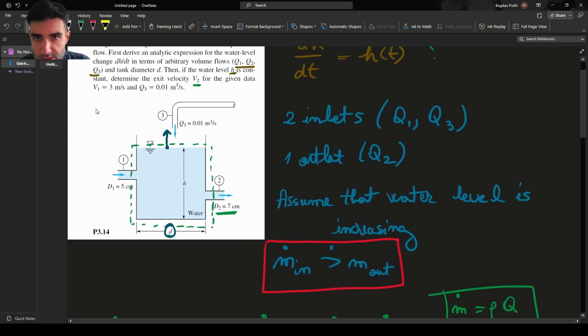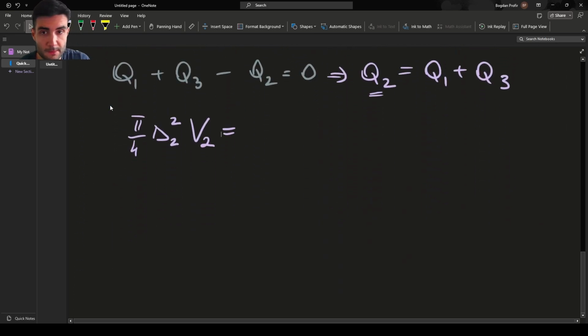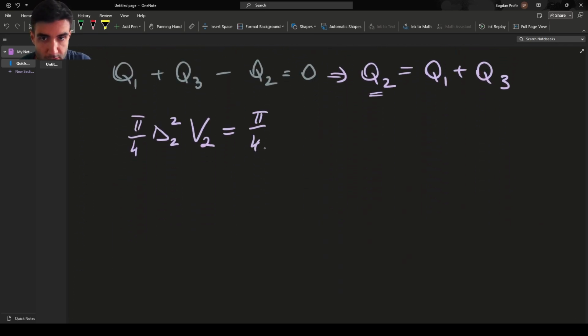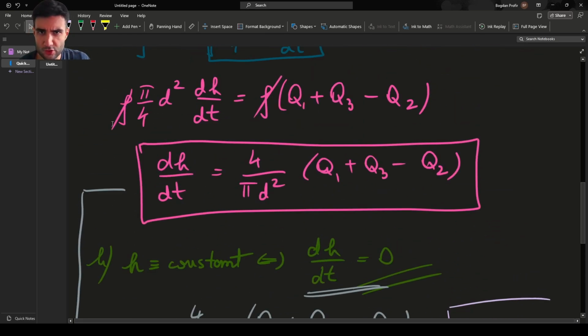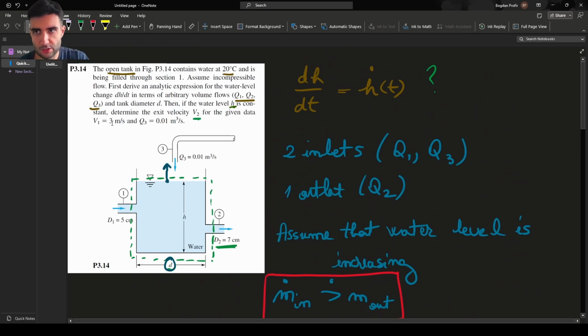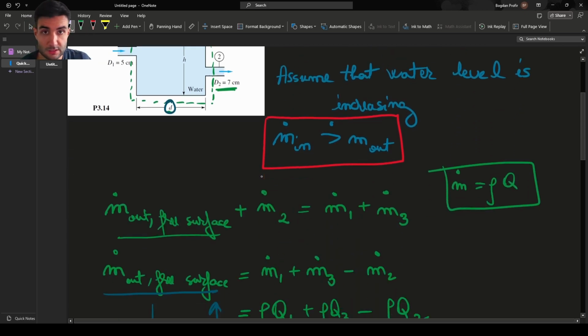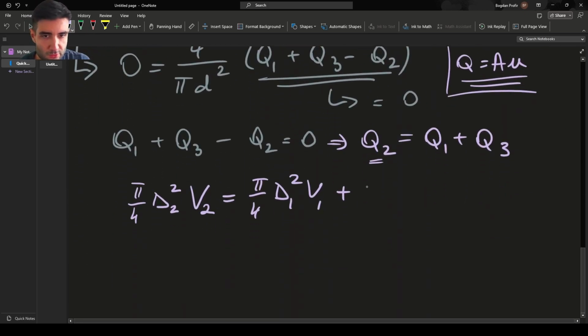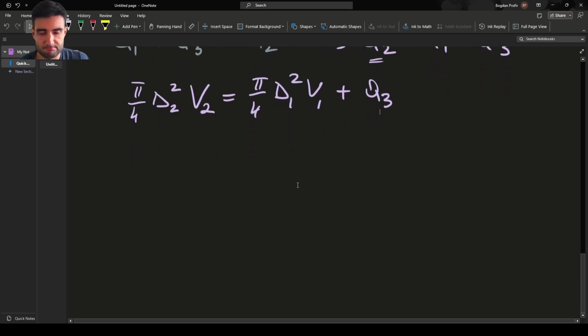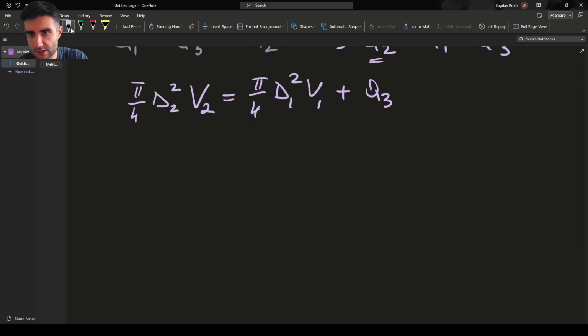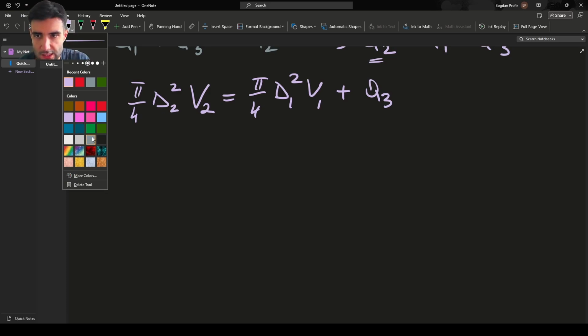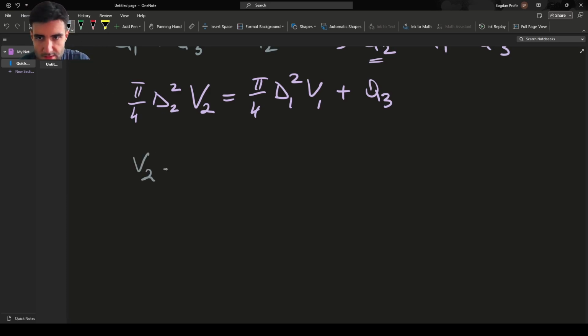equals, and then let's see what the question tells us. We don't know q1 straight away, but we know v1, so we're going to do the same thing as for v2. So this is pi over 4 d1 squared v1, and then plus q3, which I believe you were told straight away: 0.01 meters cubed per second. So if you want to find v2, you just rearrange, and that's really all there is to it. I don't think I'm going to do the maths because it's just putting numbers into the calculator at this point.